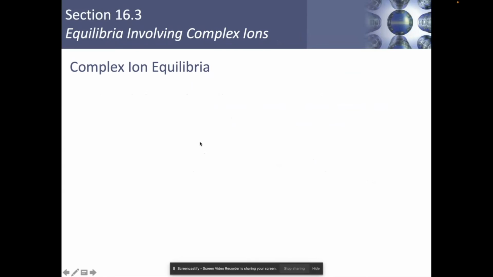So the last section here also doesn't show up on the AP exam anymore, but I will show you something that could show up on the AP exam that kind of involves complex ions.